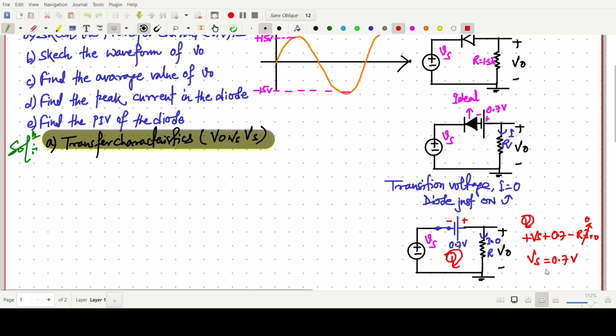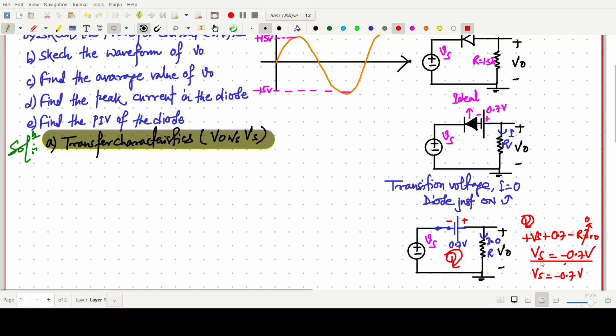Basically, Vs equals minus 0.7 volt. If you solve this, simply Vs equals minus 0.7. Once again, Vs equals minus 0.7.